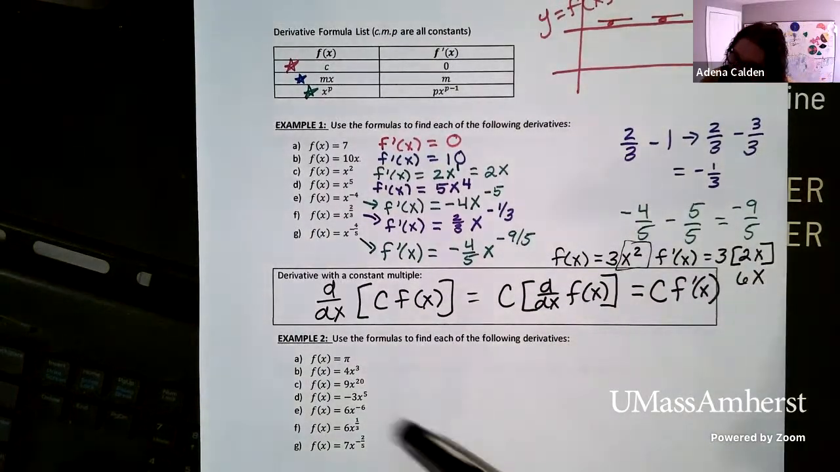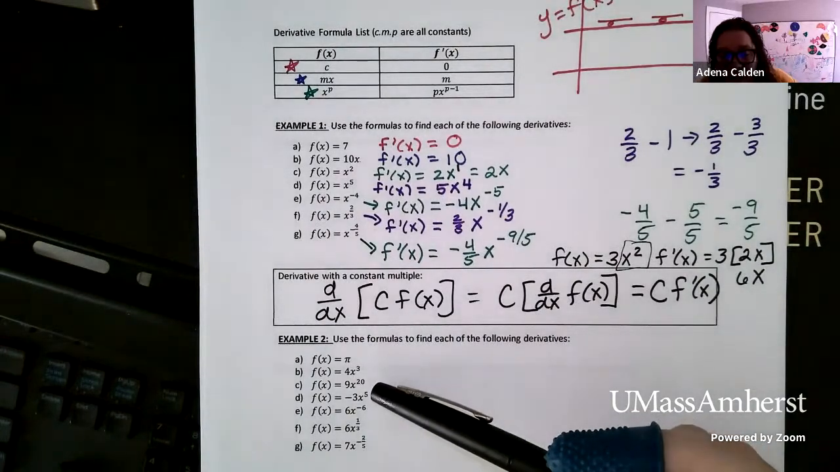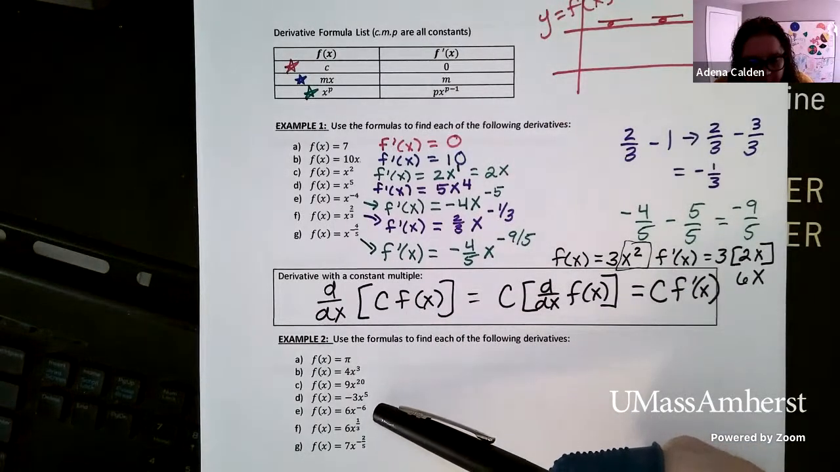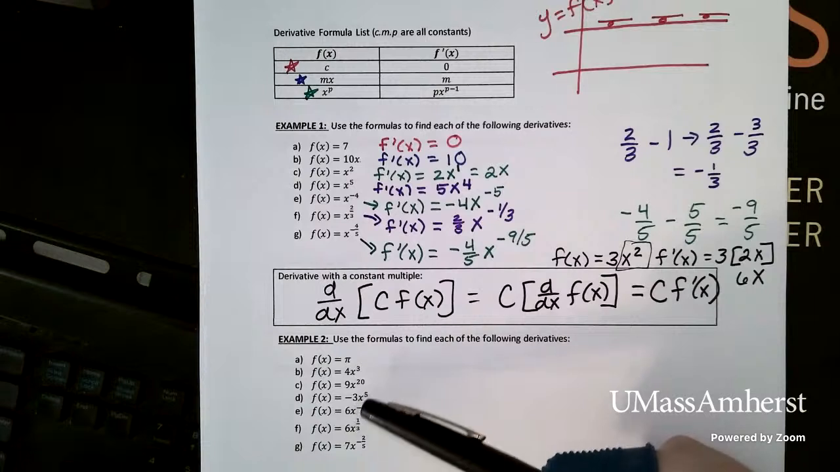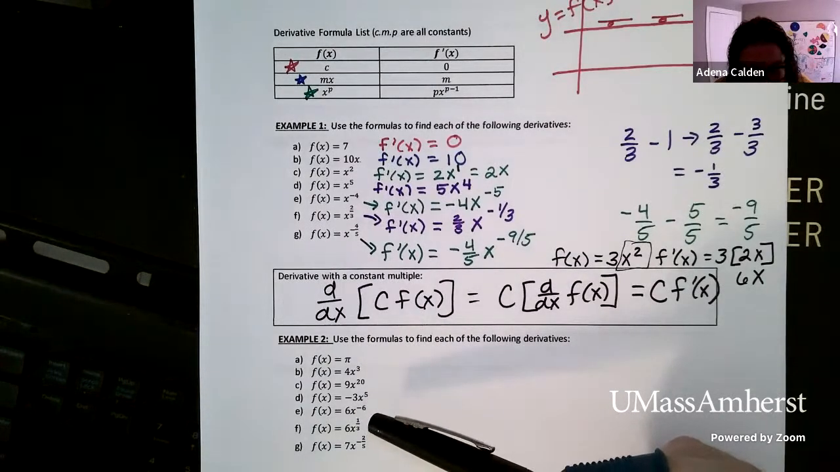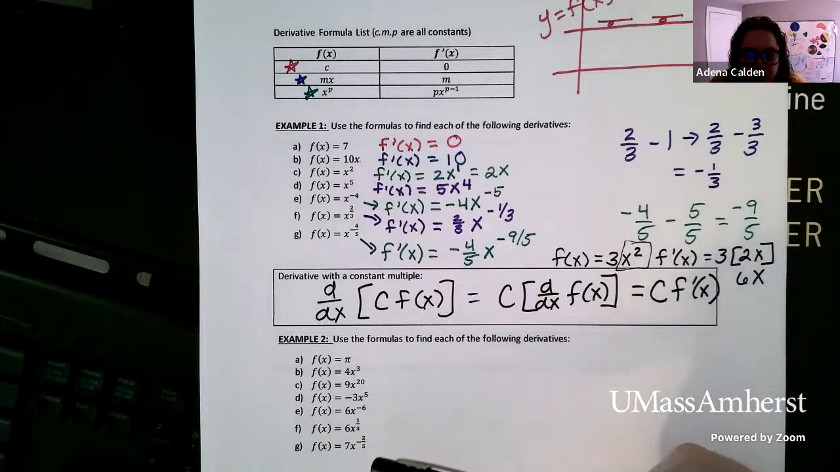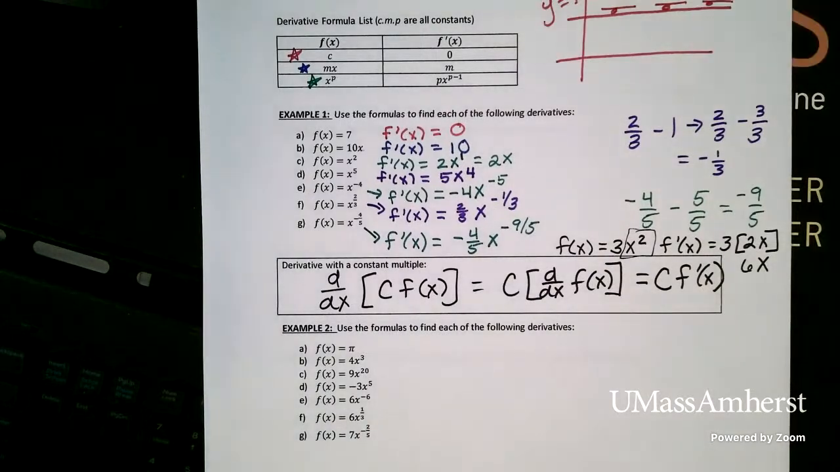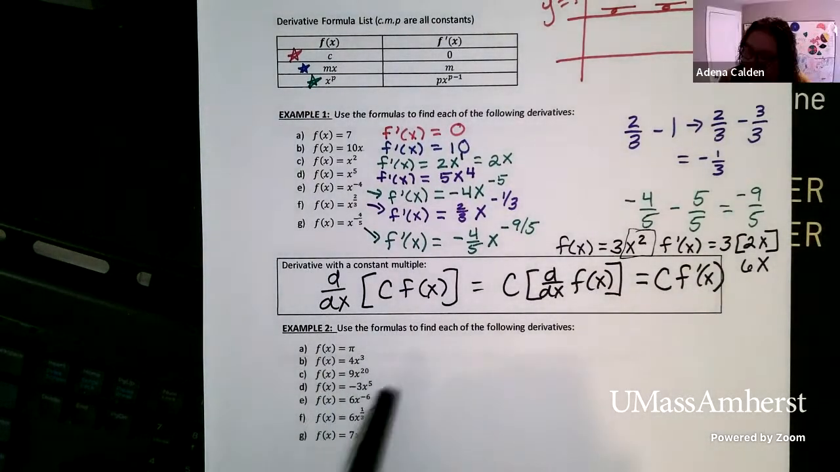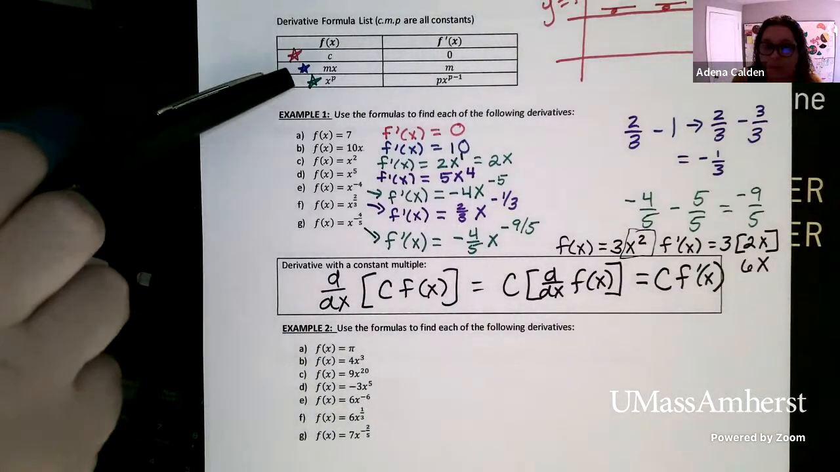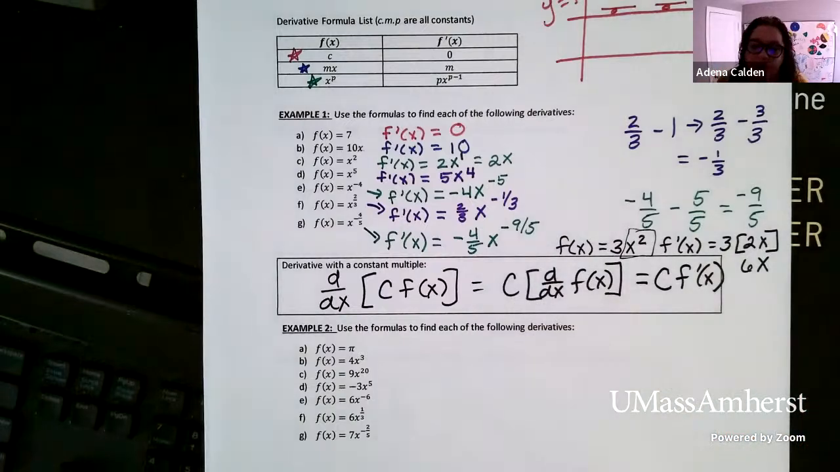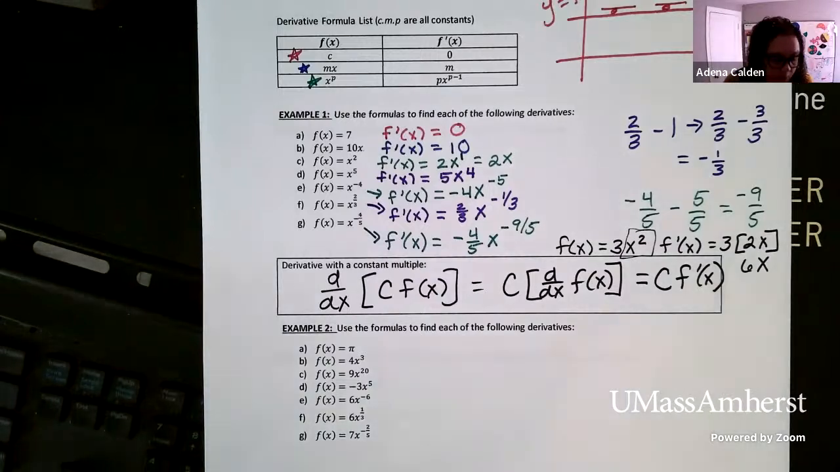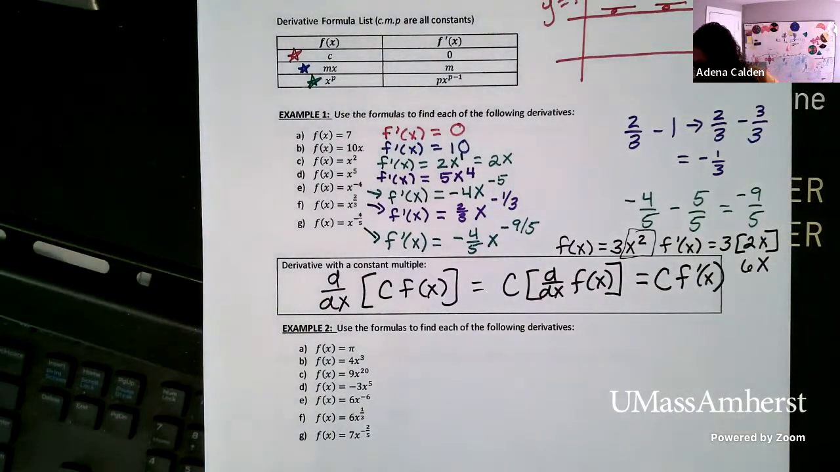The functions are: pi, 4x cubed, 9x to the 20th, negative 3x to the 5th, 6x to the negative 6. Again, be careful with negative powers. Then 6x to the 1/3, being careful with powers that are fractions, and 7x to the negative 2. I want you to take 2 minutes and see if you can figure out the derivatives using these rules, but now with a constant in front. The constant will multiply the derivative of the function. Try that out, and in 2 minutes we'll go through it together.